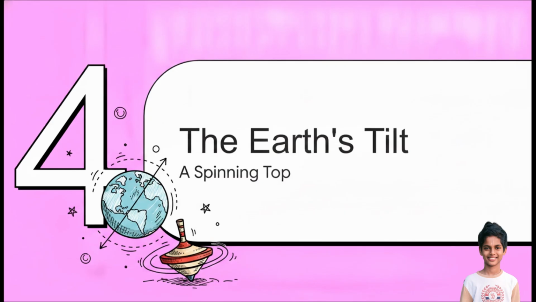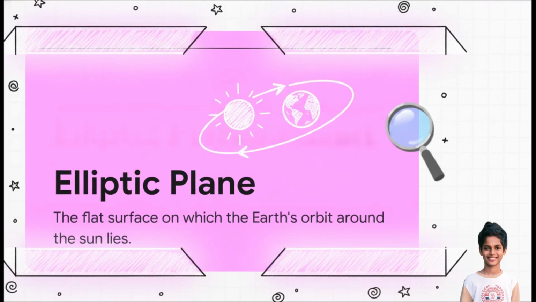Okay, let's bring it back home for section 4, the Earth's tilt. Before we talk about the tilt, we really need to clearly define the ecliptic plane. As the Earth revolves around the Sun, the path it takes is called its orbit. Now just imagine a giant, flat surface that this entire orbit sits on. That imaginary flat surface, that is the ecliptic plane.